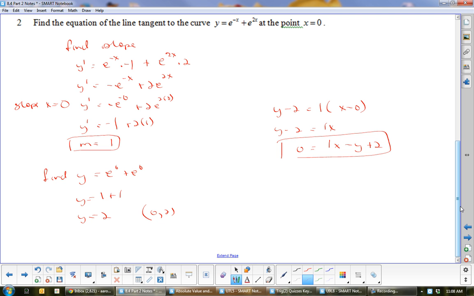I saved the best for last. You wait till you look at the next page. More fun. Yeah. All that first derivative, second derivative, interval tests.